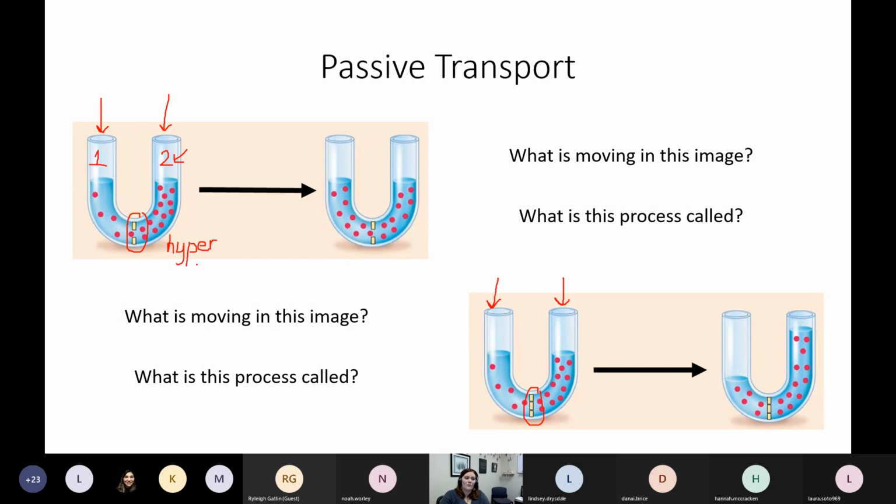Oop. Make sure we are muted. I'm getting a little bit of feedback here.